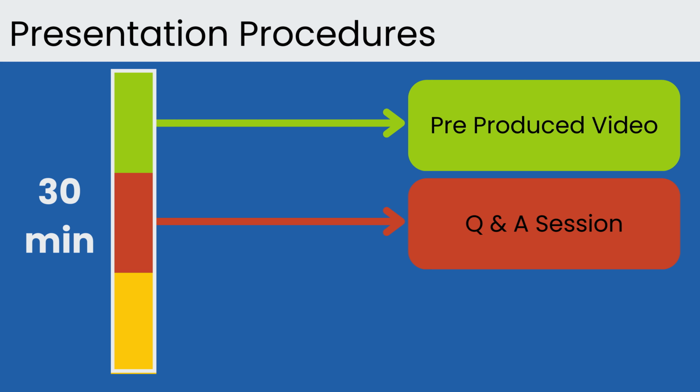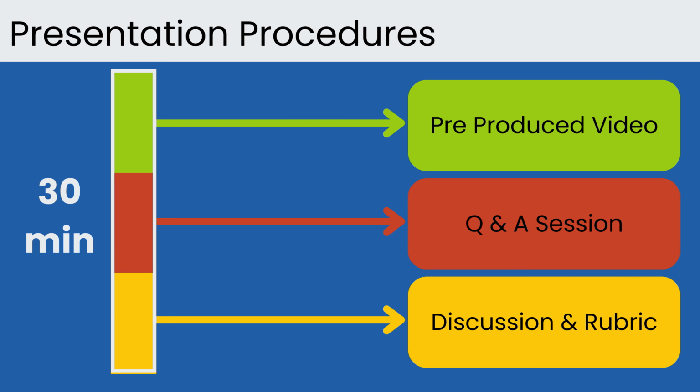Once the facilitator ends the Q&A session, the student team will be dismissed from the meeting, and evaluators will have around 10 minutes to discuss the project and complete the rubric. It's highly recommended that evaluators hold off on submitting their rubrics until this discussion is complete.